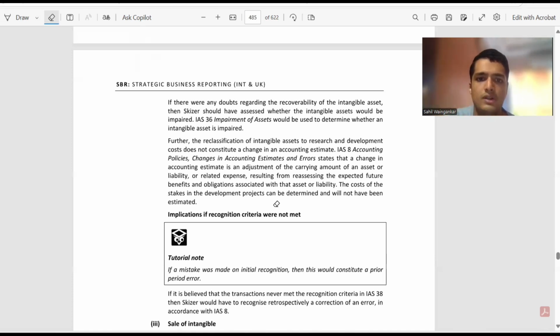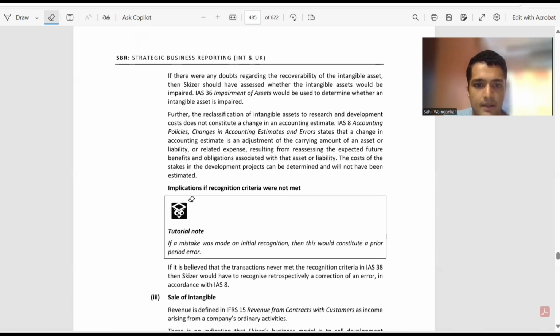Exactly. IAS 8 accounting policies, changes in accounting estimates and errors states that a change in accounting estimate is an adjustment of the carrying amount of an asset or liability or related expense resulting from reassessing the expected future benefits and obligations associated with the asset or liability. The cost of the stakes in the development project can be determined and will not have been estimated. Implications if recognition criteria were not met. If it is believed that the transactions never met the recognition criteria in IAS 38, then Skizer would have recognized retrospectively a correction of an error in accordance with IAS 8.